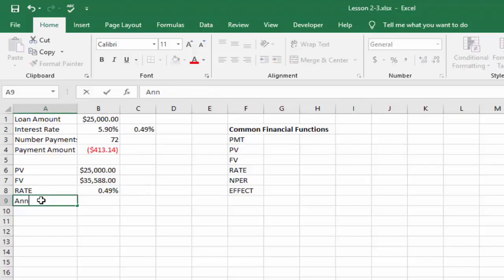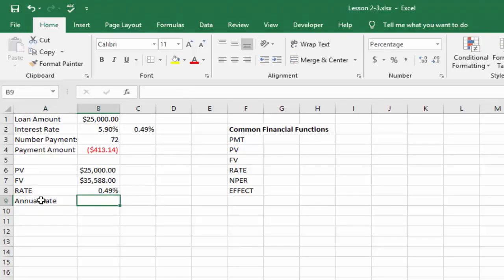And if I want to go ahead and make this an annual rate, I can take my monthly interest rate and multiply by 12 to see what the annual rate is on that loan. And as you can see, it's the same 5.9% that I started with. In the next video, we will talk about the effect financial function.